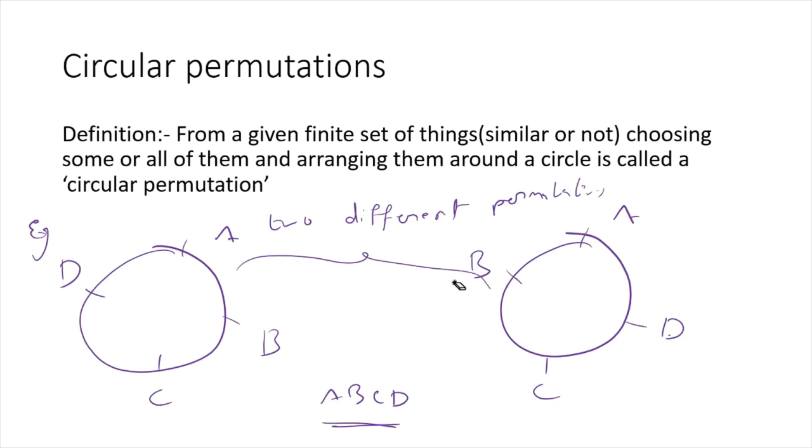Anyway, there are a few cases where clockwise permutation and anti-clockwise permutation will be treated as a single permutation. We will look into those cases later. But this is the story of circular permutations precisely. Now, as I mentioned earlier, the main motto of this chapter is to count the number of permutations and the number of combinations. So here the next goal is to count the number of circular permutations.